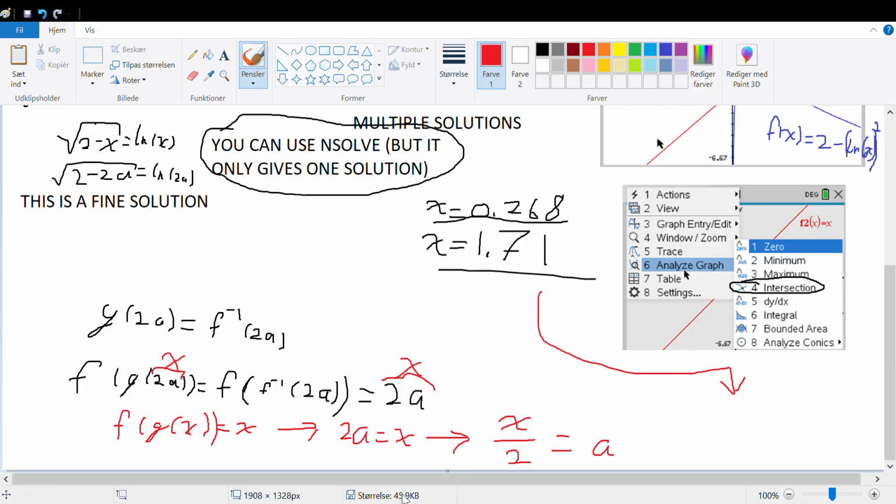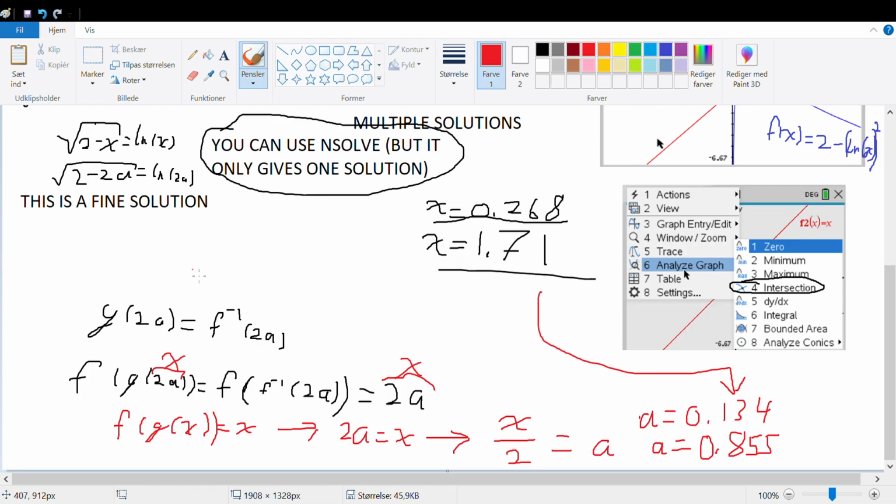So let me try and do this on the GDC to make sure I don't make a mistake. 0.268 divided by 2, I think that's it, yeah. It gives me 0.134. This would be one of the a's that will work, I should say. One of the a's that will work. And of course, the other a should then be 1.71 divided by 2, 0.855. This is the procedure to solve this one.